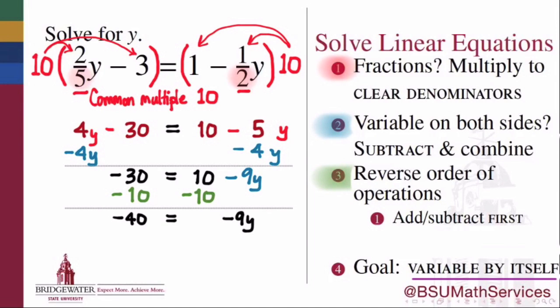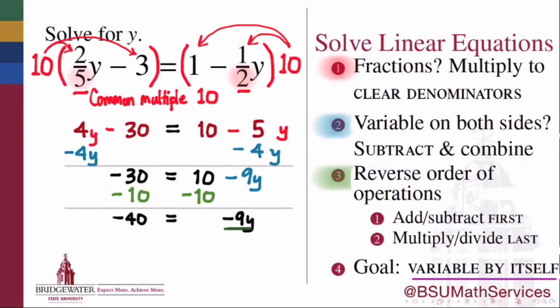In this example, subtracting 10 from both sides will remove some of the arithmetic from around the y on the right-hand side. After doing that, my left-hand side now becomes negative 40, and on the right-hand side, the only term that remains is negative 9 times y.